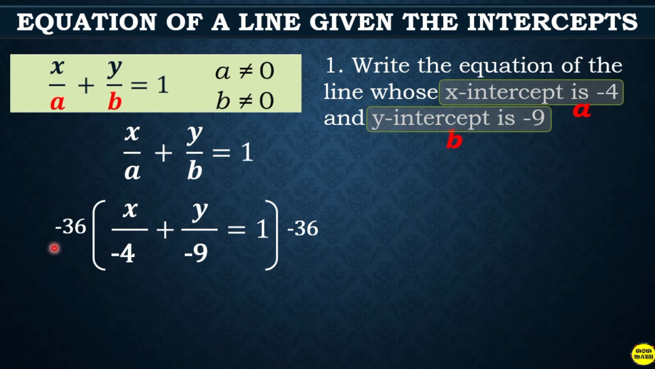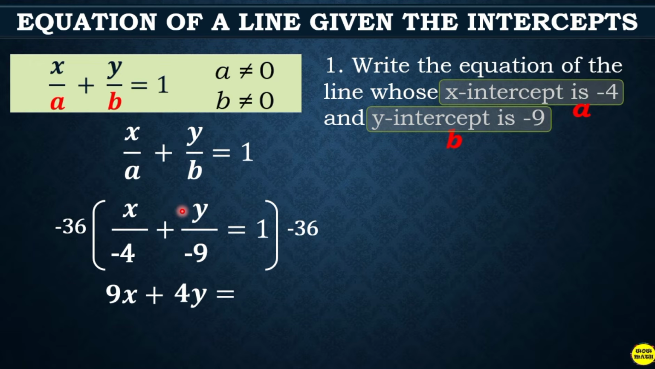Okay? So, let us solve. Ganito ba ang gagawin? Divide natin by the denominator. So, 36 divided by 4, that is 9. Okay, so 9 siya. And then yung sagot na makukuha mo dito, yung quotient, ita-times natin sa numerator. So kung 9 ito, 9 times x, that is 9x. Okay, and then plus, ito naman tayo, 36 divided by 9, that is 4. Okay, so 4 times y, that is 4y.